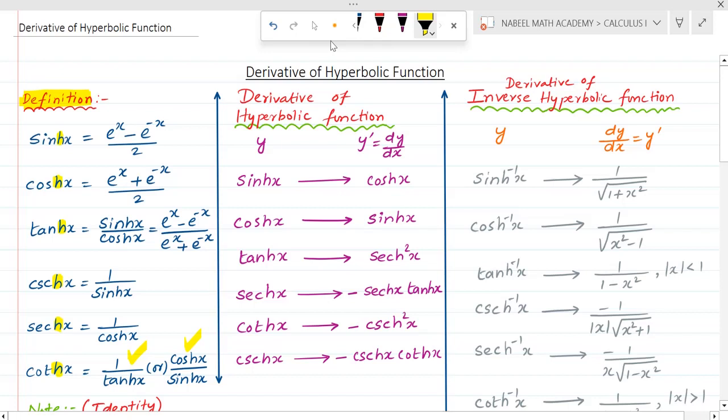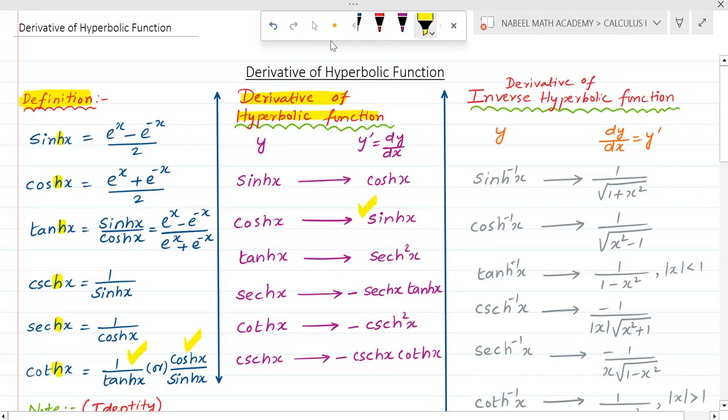Now coming to the next one, the derivative of the hyperbolic function. The derivative of sinh x is cosh x, and the derivative of cosh x is sinh x. Whereas in the regular function, when you differentiate cos x, it is minus sin x. That is the only difference you will have. So here you will have plus.